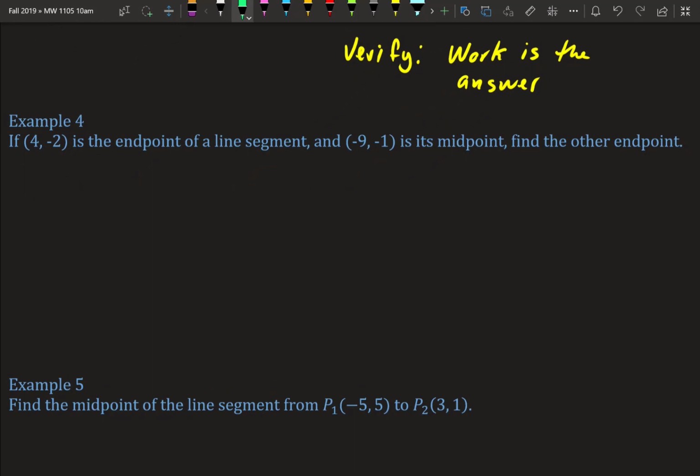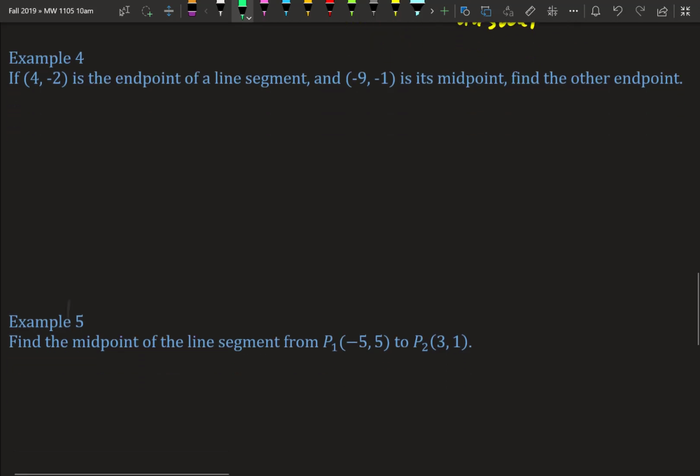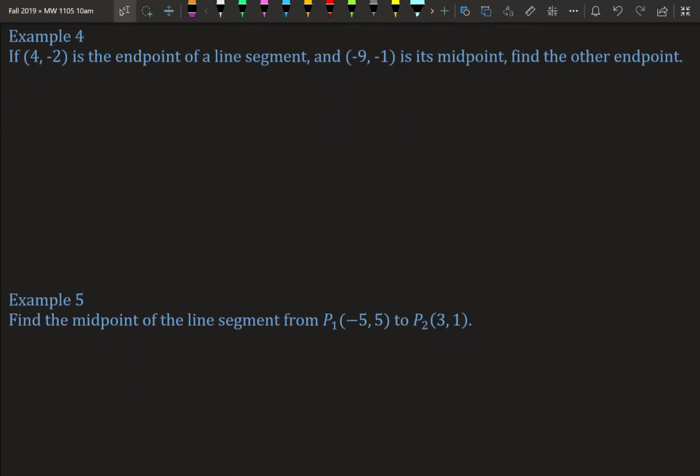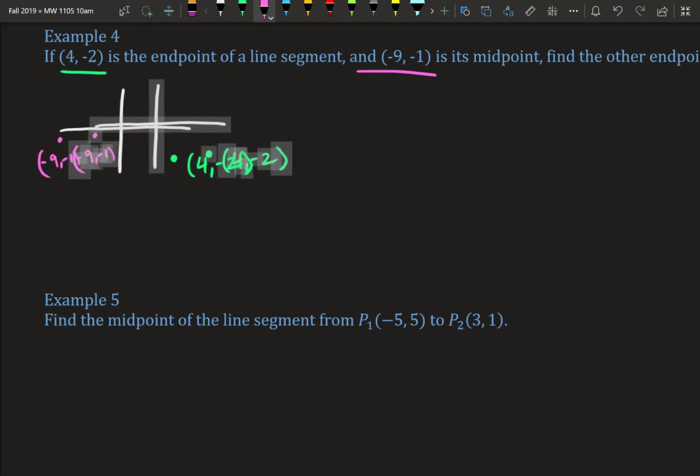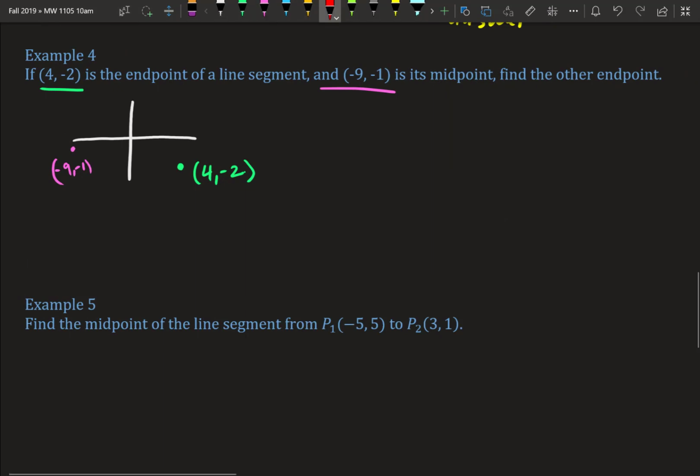Alright, example 4. This is technically a midpoint question, but it's not about finding the midpoint. If 4, -2 is the endpoint of a line segment, and -9, -1 is its midpoint, find the other endpoint. So what this is telling me is that if I draw a number line real quick, I have a point at 4, -2, so it's about right there. And then I have a midpoint at -9, -1, that's about right there. It's asking me to find the other endpoint, which is going to be somewhere about there, maybe a little further out. That's what it's asking me to find. Where is that?